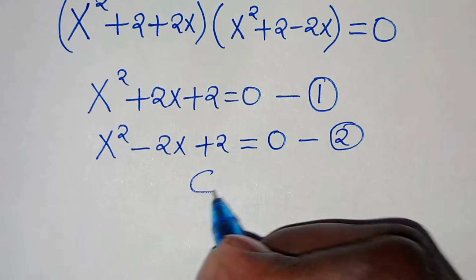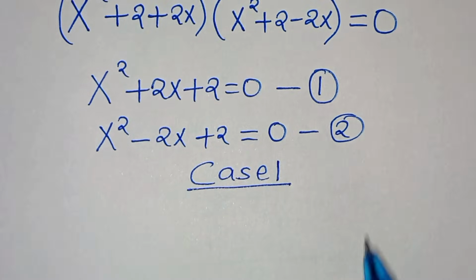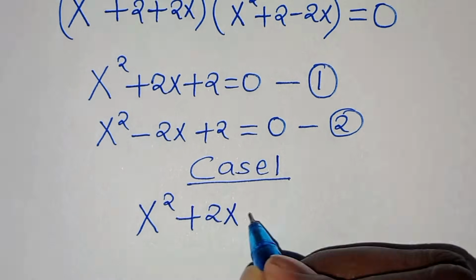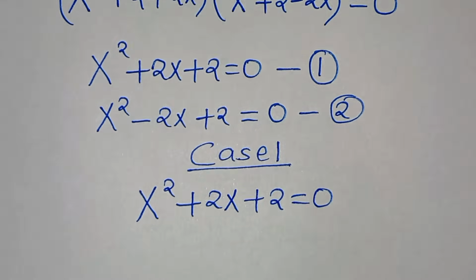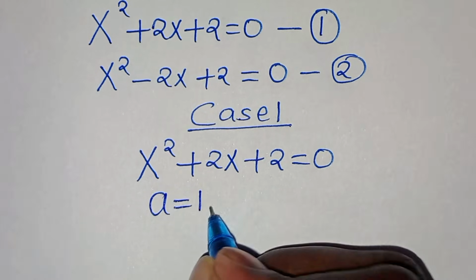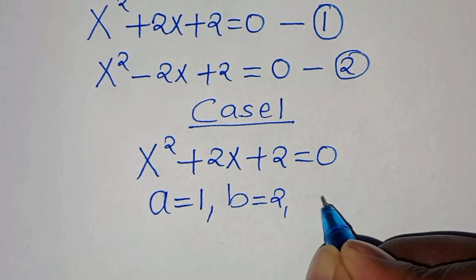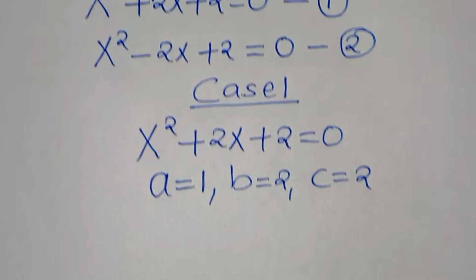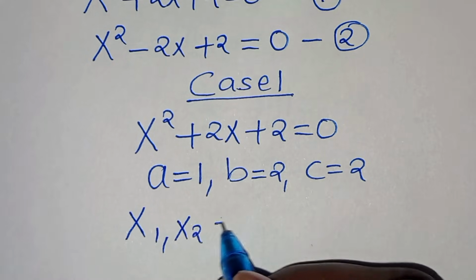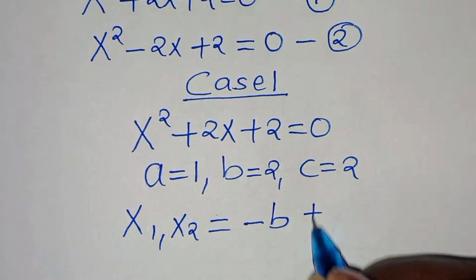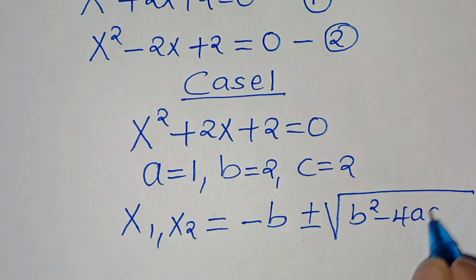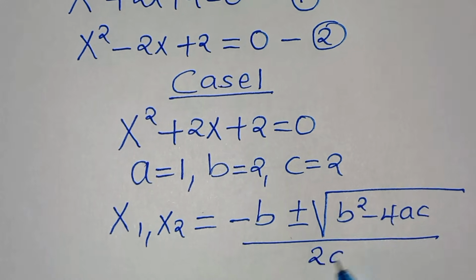So let's start with case 1. In case 1, we have x to the power of 2 plus 2x plus 2 equals 0. Now, this is a quadratic equation where a is equal to 1, b is equal to 2, and c is equal to 2. So let's apply the quadratic formula to solve for x1, x2, which is minus b plus or minus the square root of b to the power of 2 minus 4ac, everything divided by 2 times a.